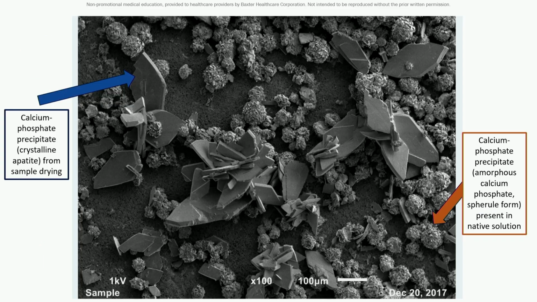I think this is a fun slide just to show you what calcium and phos precipitate can look like. This was when we were testing out a scanning electron microscope to see if we could use it for some compatibility research. And what we found was a lot of calcium phosphate on this plate. The tectonic plate looking things are when it dries, and then those little pom-pom items are the spherule form, which is generally present in native solution. So just something for your reference if you're interested in what this looks like.